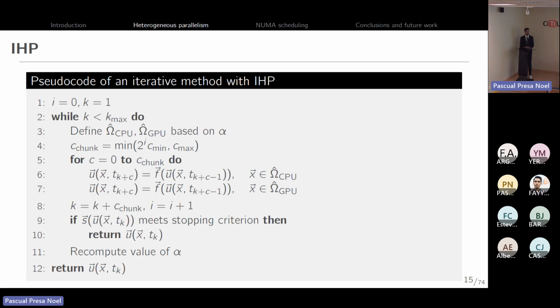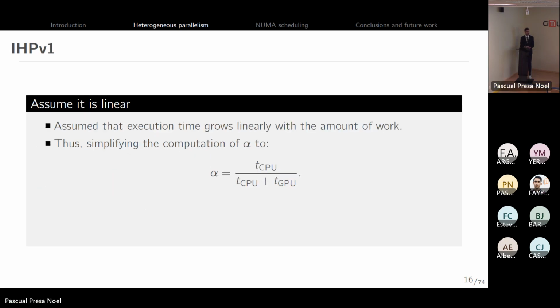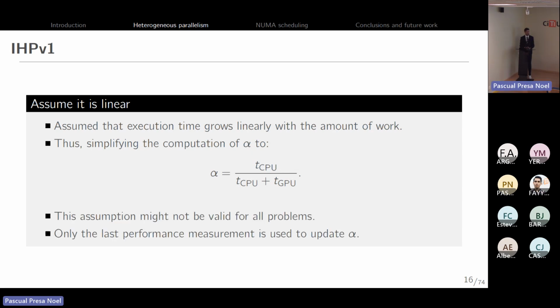We developed two implementations of IHP. In the first one, we assumed a linear behavior, so the execution times grow linearly with the amount of work. And that gave us a very simple expression to recompute alpha. However, this implementation had two potential flaws. The first one is that the assumption that execution times increase linearly with the amount of work might not be true for every problem. And the second one is that we only took into account the last performance measurement to recompute alpha.